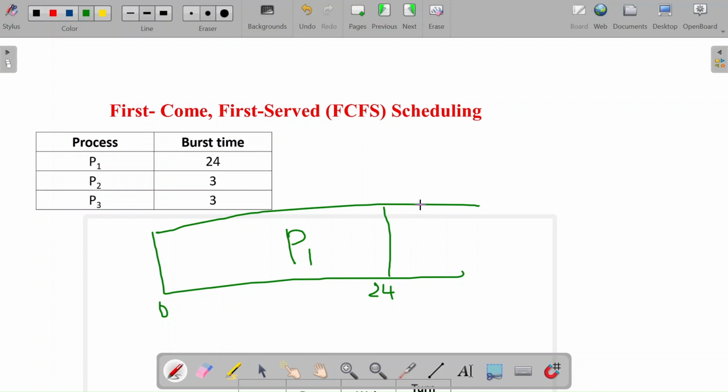What about the second process in the ready queue? P2. How long does P2 take? 3 units. So P2 takes the next 3 milliseconds and ends at 27 milliseconds. At the last, the next 3 units of time are taken by P3. So 0 to 24 for P1, 24 to 27 for P2, and 27 to 30 for P3.